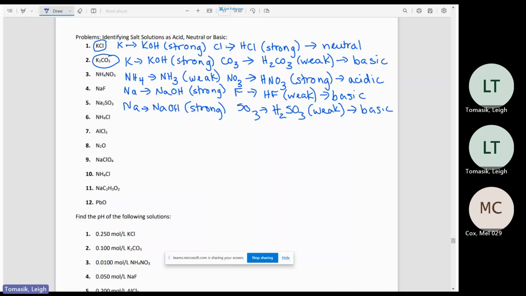NH4Cl. NH4 came from ammonia, NH3, which we know is weak. Cl came from HCl, which is strong, because Cl is in our group 17 elements. So this is going to make an acidic salt.